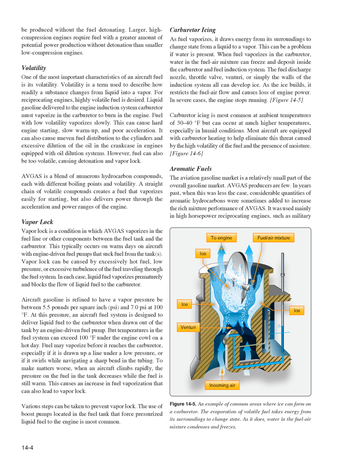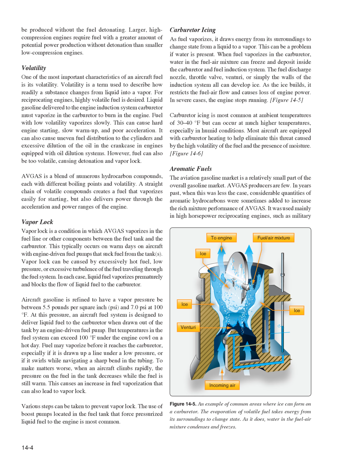Volatility. One of the most important characteristics of an aircraft fuel is its volatility. Volatility is a term used to describe how readily a substance changes from liquid into a vapor. For reciprocating engines, highly volatile fuel is desired. Liquid gasoline delivered to the engine induction system carburetor must vaporize in the carburetor to burn in the engine. Fuel with low volatility vaporizes slowly. This can cause hard engine starting, slow warm-up, and poor acceleration.